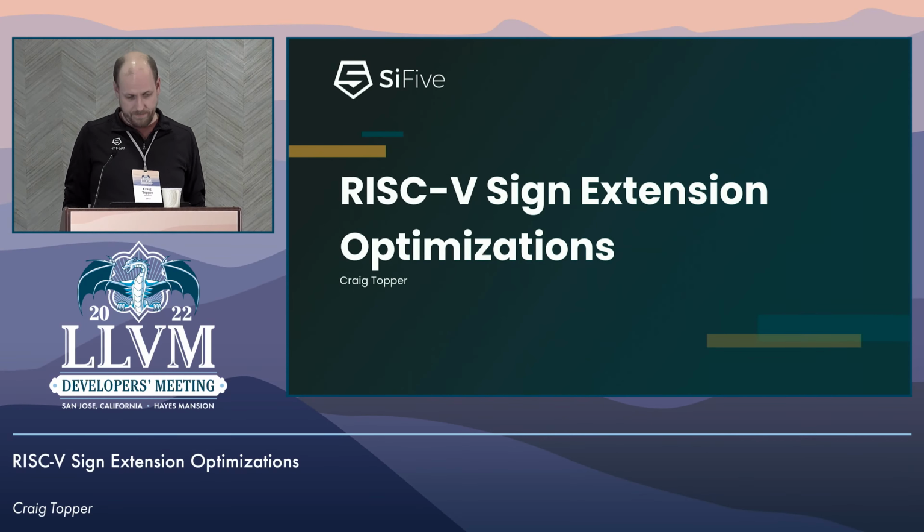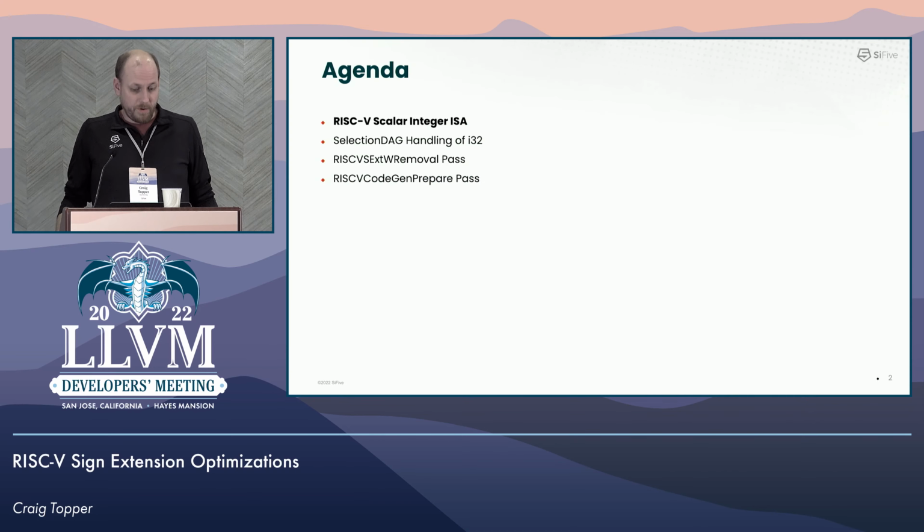Today I'm going to talk about scalar sign extend optimizations we've implemented in LLVM for RISC-V. To begin, I'm going to give a basic introduction to RISC-V, then I'll go over SelectionDAG optimizations we've done, and finally we'll talk about a couple of custom optimization passes we've created.